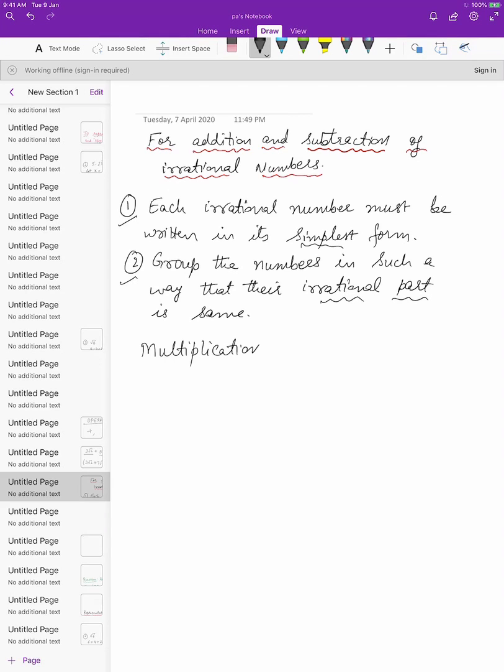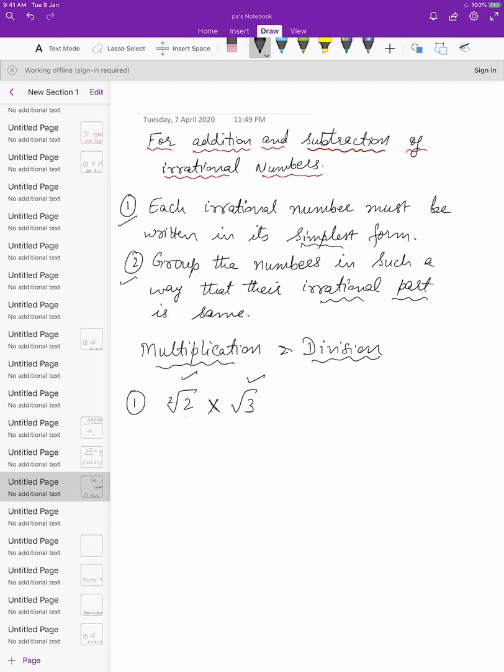As we have the same rules for addition and subtraction, we have the same rules for multiplication and division as well. Suppose I need to multiply. I will first take a very simple example, say under root 2 into under root 3. Now here we do not look at the irrational part, we just look at the order of the irrational part. What is the order of this number? Here, this is the order, this is 2.